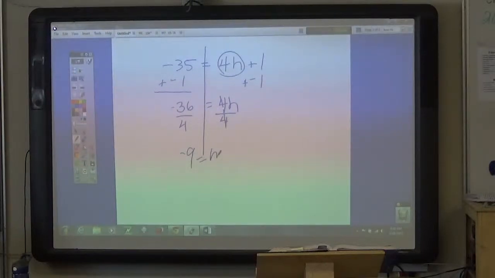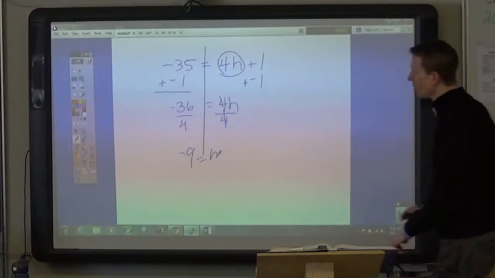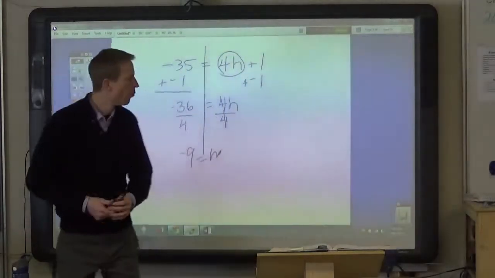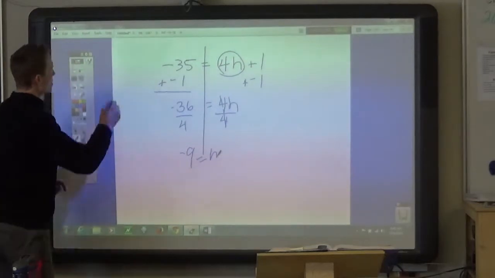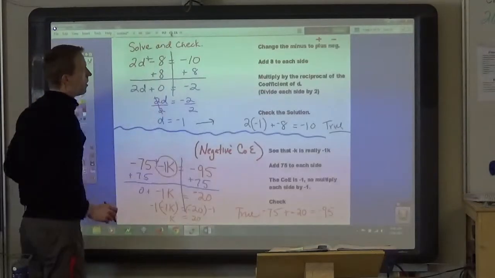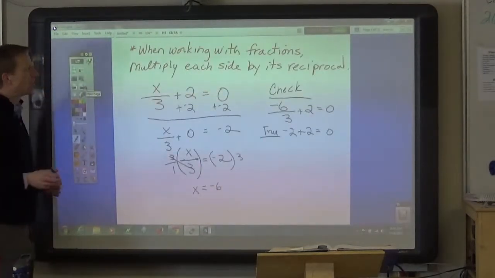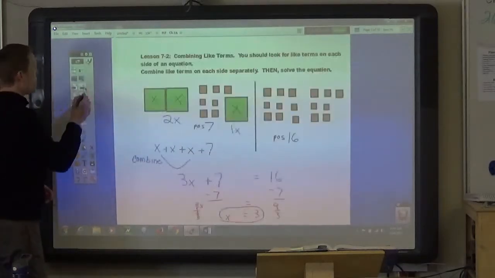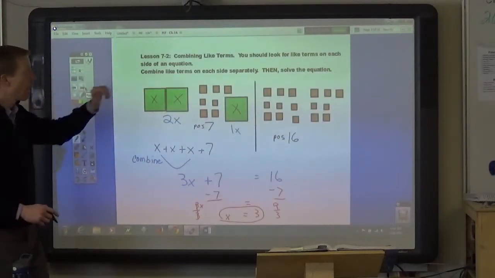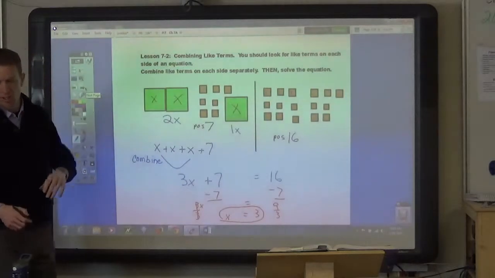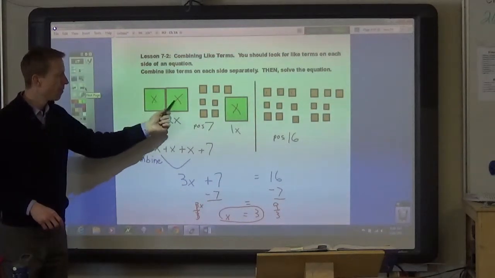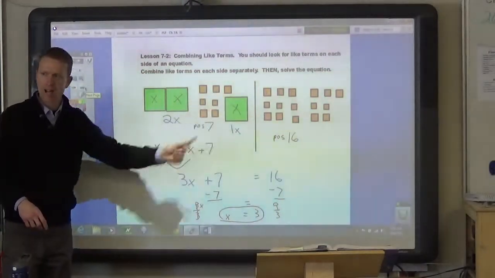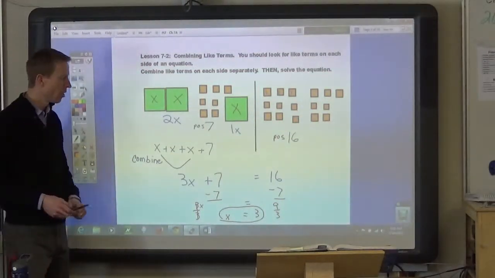Okay, class, we're going to talk about lesson 7.2 today, which builds off of lesson 7.1. Lesson 7.1 was about solving two-step equations, and there's going to be two steps in these equations also, except that we'll have to simplify first on one side. In other words, we might have more than one x term, more than one variable term on one side.